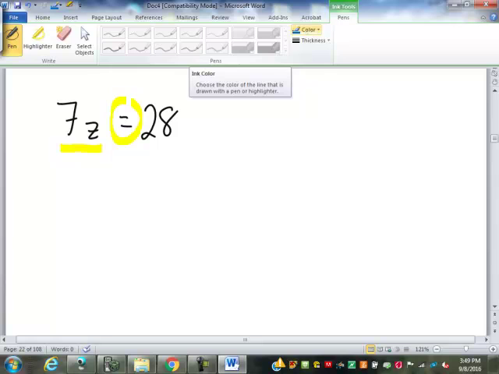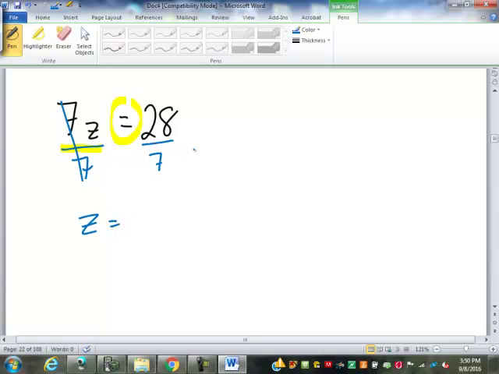7. What operation was used to build it on? It was multiplied, so to get rid of it, we're going to divide. So I divide by 7, makes the 7 go away. I have to divide the other side by 7 to keep my scale balanced. So 28 divided by 7 is 4. Z equals 4.